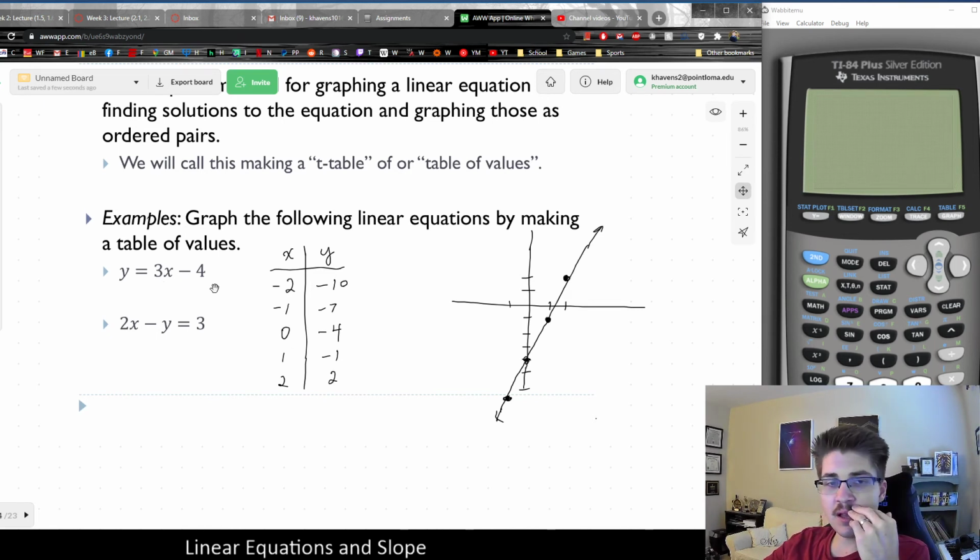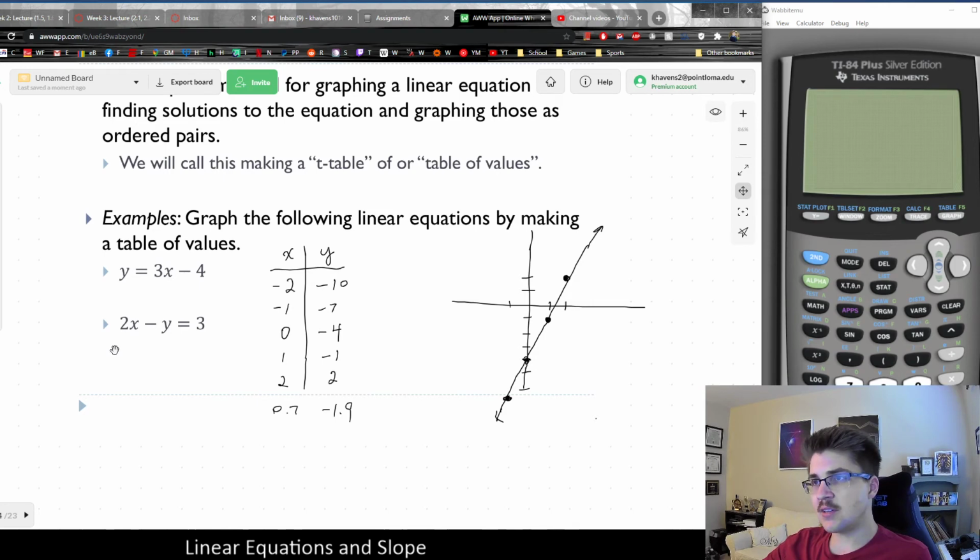Say, for example, if you were wondering, should I plug in decimals or fractions? Let's say I was to plug in 0.7. That would give me 3 times 0.7, which would be 2.1. Then 2.1 minus 4 would be negative 1.9, and I would get this other awkward point, (0.7, negative 1.9), assuming I did all that math in my head correctly.